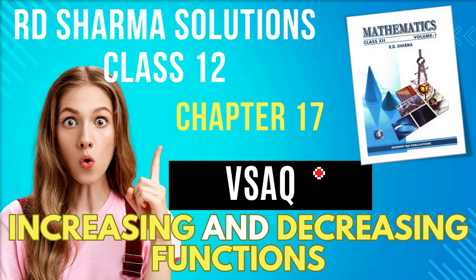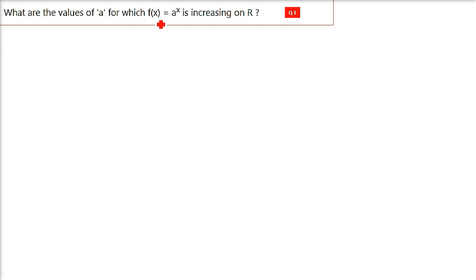We are taking chapter 17, VSAQ, increasing and decreasing functions. Very small answer questions we are taking. What are the values of a for which f(x) equals a raised x is increasing on R? First of all, there is a question also which is decreasing, so understand it very well.